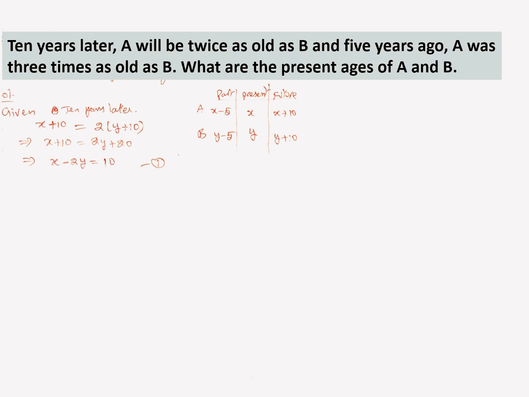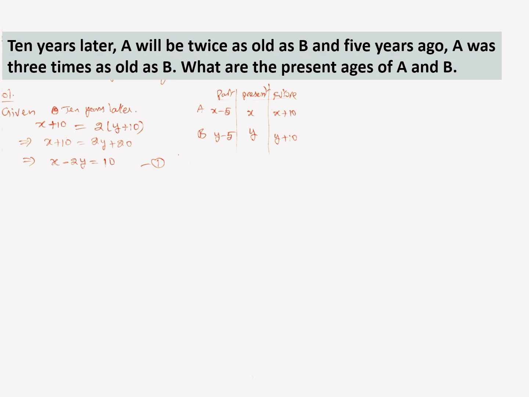So the 10 years later condition is also given here. After 10 years their ages in future: x becomes x plus 10, y becomes y plus 10. At the same time they have also given the old age, so past age 5 years ago. So the past age will be x minus 5, y would be y minus 5. Once you make this table, then you come and write down the conditions.